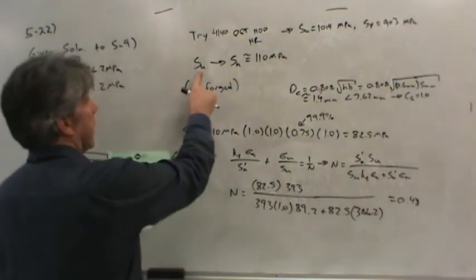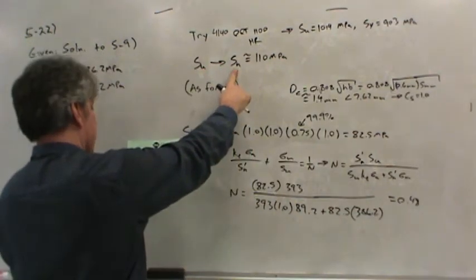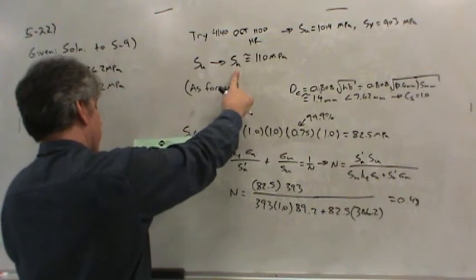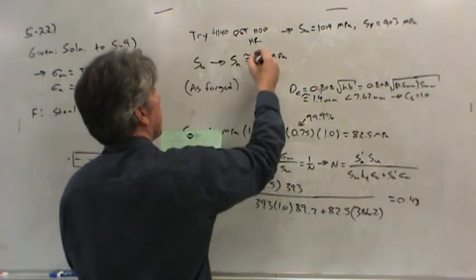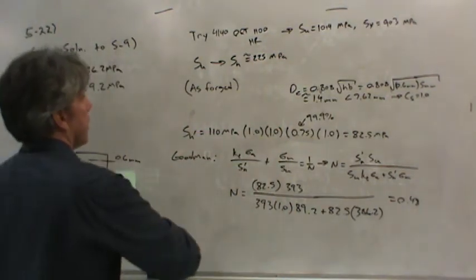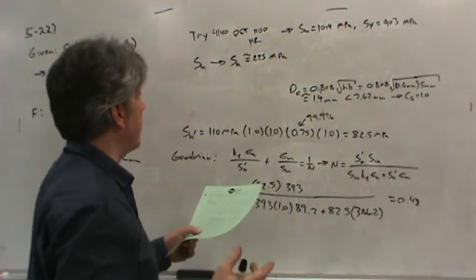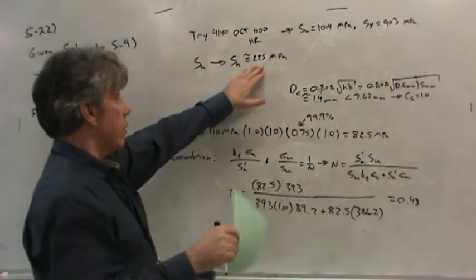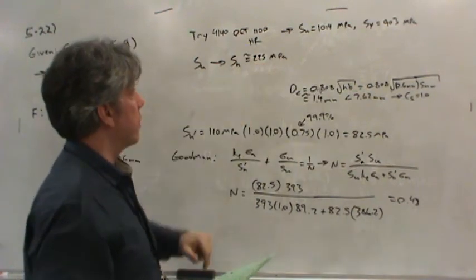Now, if I look up about 1,000 megapascals to get the endurance strength, I'll find that I get about 225. Okay. Well, that's better. Now this is not as forged because this is a hot rolled steel, so what I did was I went to the curve for hot rolled instead of the curve for as forged.